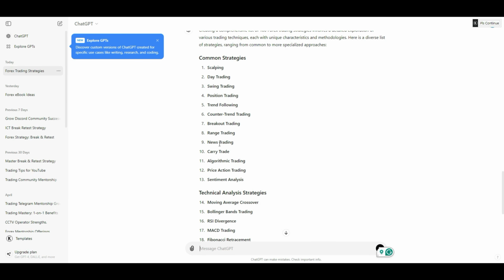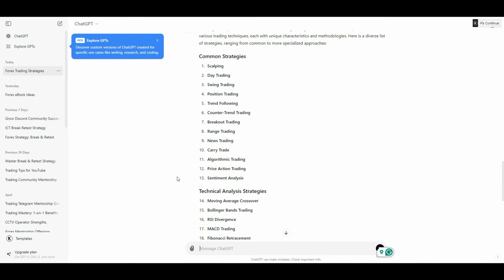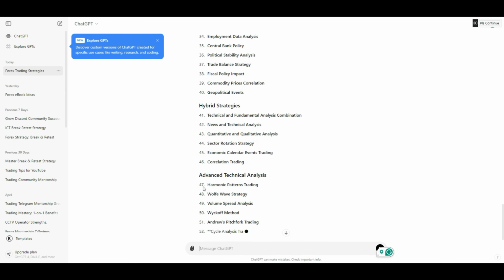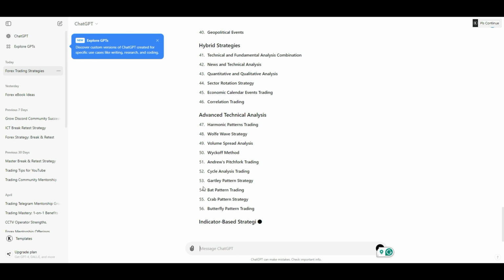I probably fall under the breakout one, like break and retest. The break, obviously. I'm day trading as well. Hybrid strategies, fundamental analysis strategies. Look at all these different strategies. It's going to give me 100, guys.